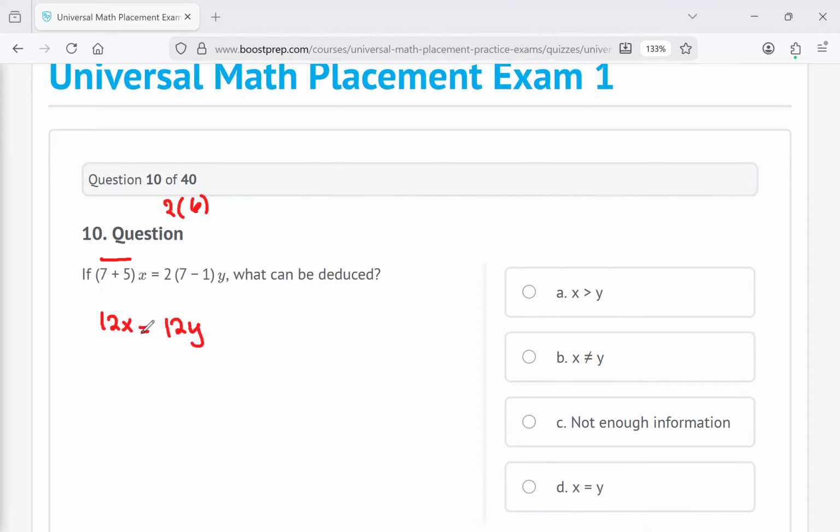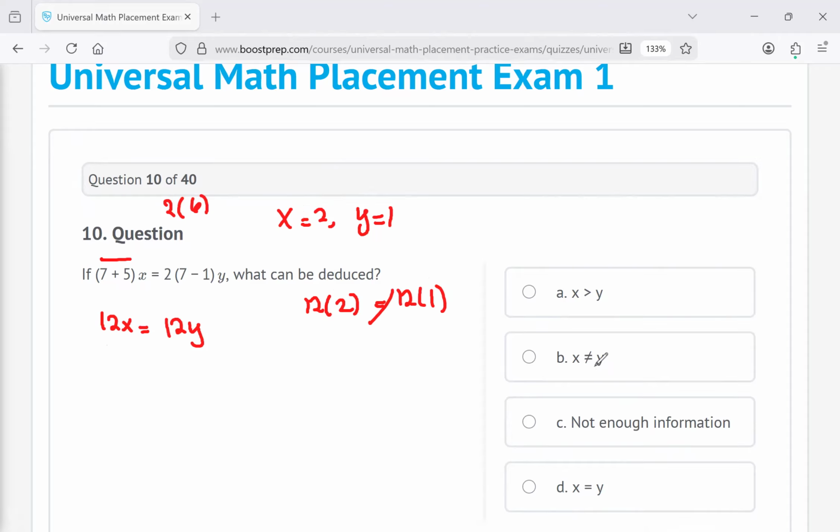Okay, so this is a big clue. You could figure out what the correct answer is. Is it A, x must be greater than y? That is false, because if you don't believe me, try it. If x is 2, y must equal 1. This will never make the statement true, right? 12 times 2 does not equal 12 times 1, right? Impossible.